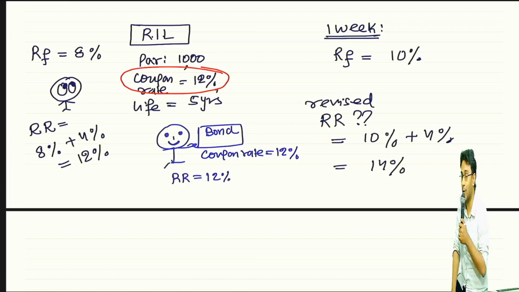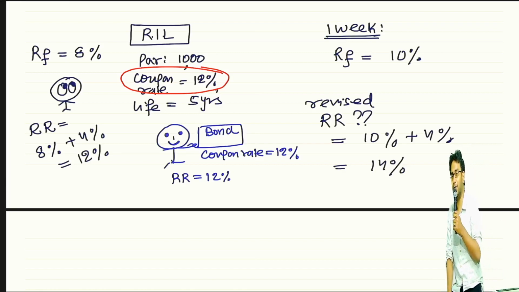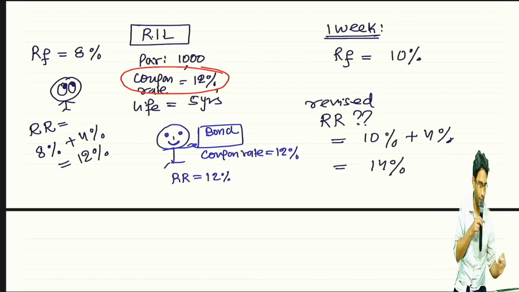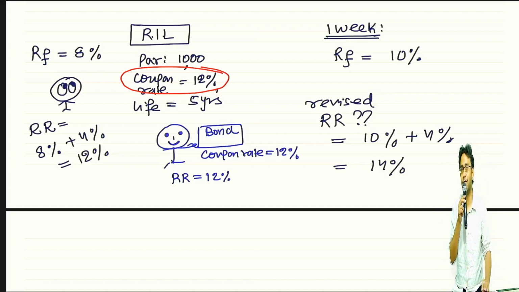Now, tell me, sir, will the company pay me 14% now? No. Company fixed the coupon rate at 12, but my required return is 14. Now you tell me, sir, our boy is happy or sad? First day he was a proud owner. Now he is a sad owner. Why is he sad? I want a return of 14, but the stupid bond which I purchased already will deliver only a return of 12%. I am not happy, sir.